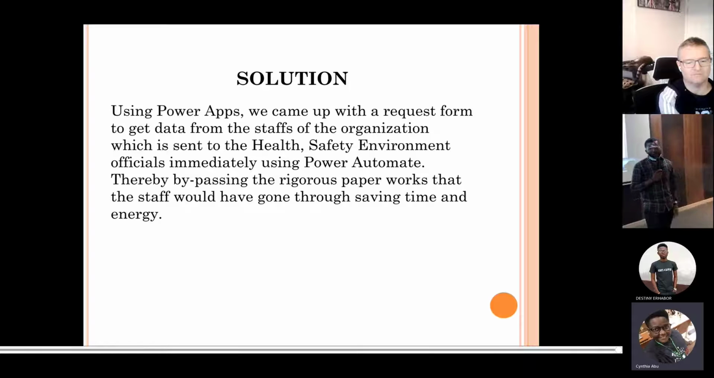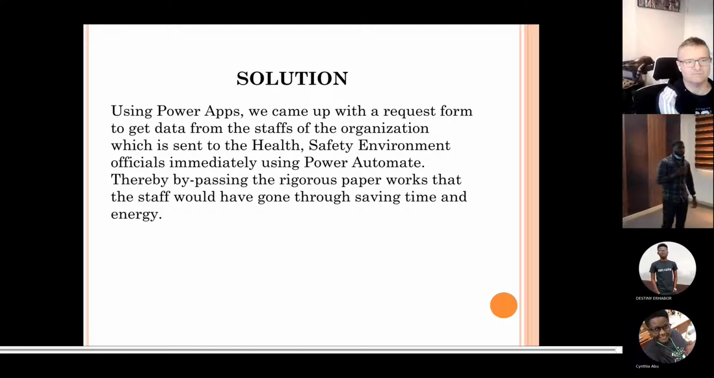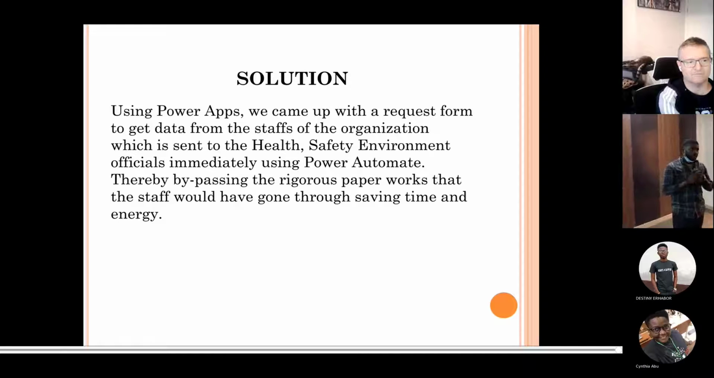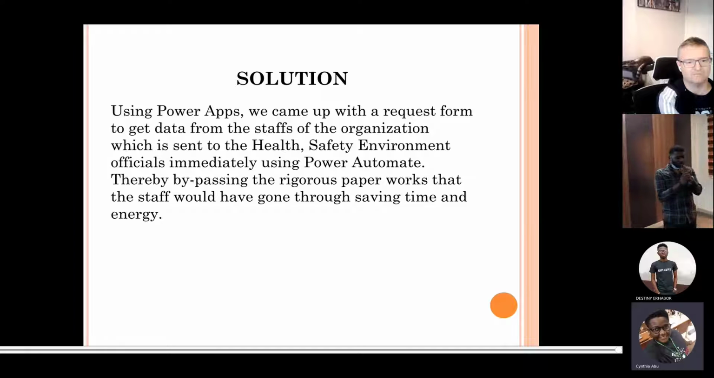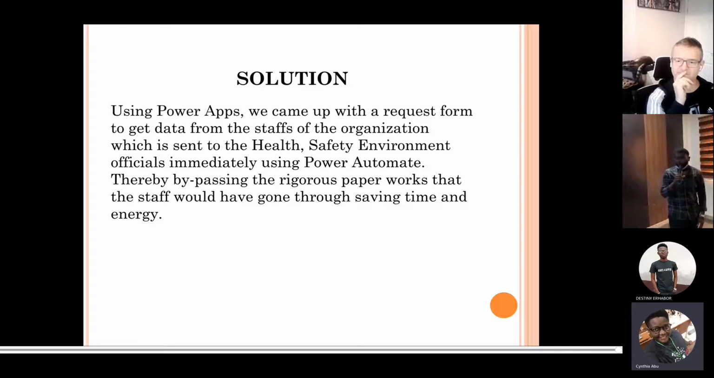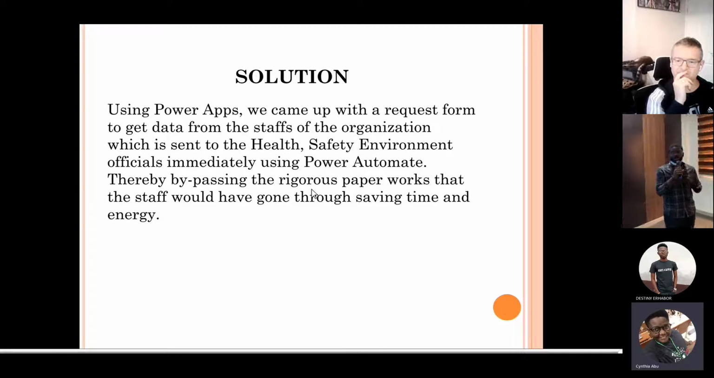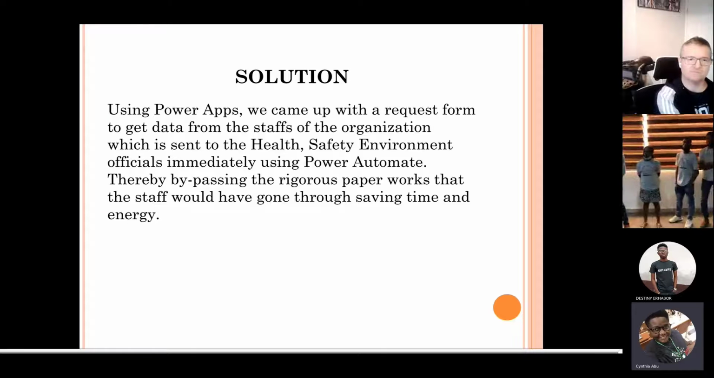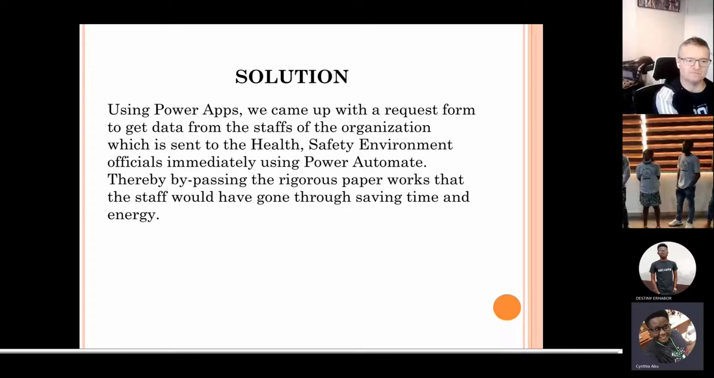We came up with a solution using Power Apps and Power Automate. First of all, we use Power Apps to create a request form where staff see and select the equipment they need. On submission, the HSE officers, the people in the HSE department, get informed that this staff has made a request and needs this equipment.